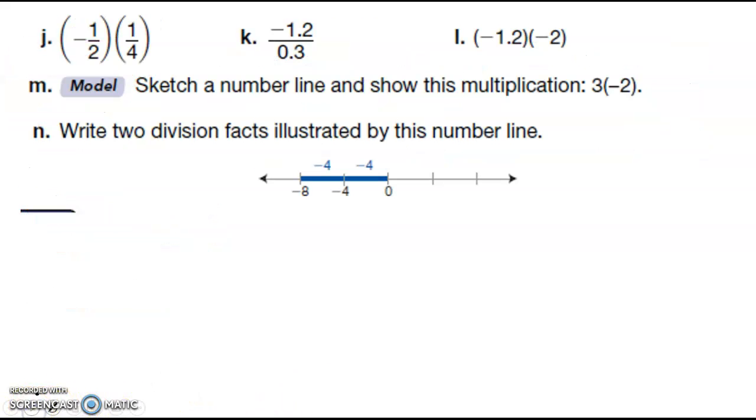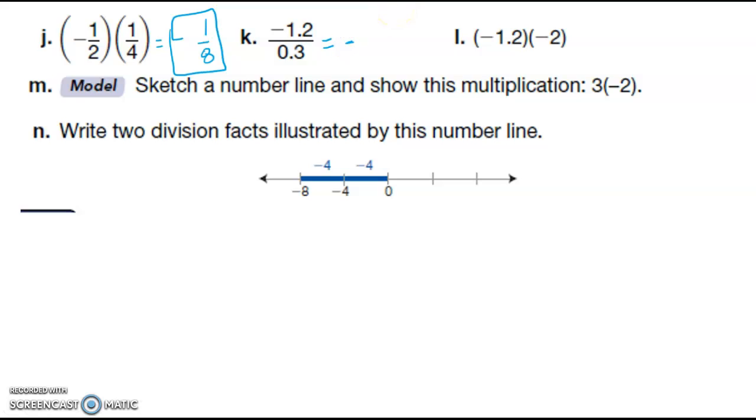I wonder if we have some more. Yep, we sure do. Awesome. So here I have a negative times a positive, so that's going to give me a negative. 1 times 1 is 1. 2 times 4 is 8. And that's my answer. Here I have a negative divided by a positive, so I know it's going to be a negative. So let me use my calculator.